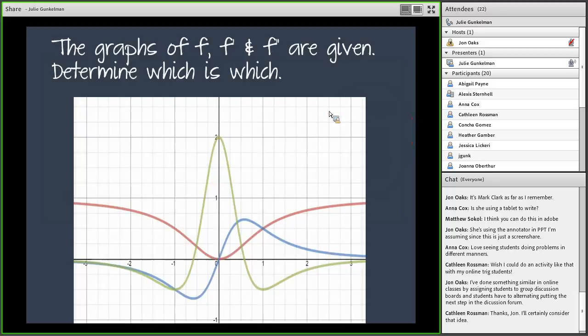And then, of course, I kick it up a notch. I'm going to give them a function that is not something familiar, right?